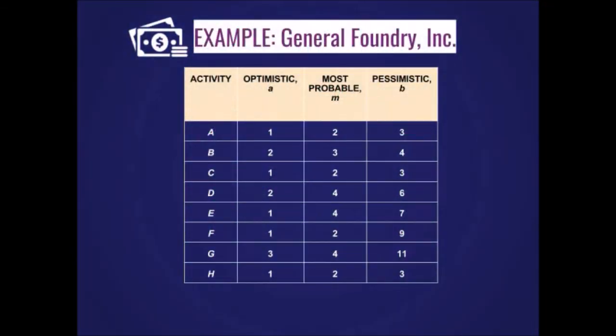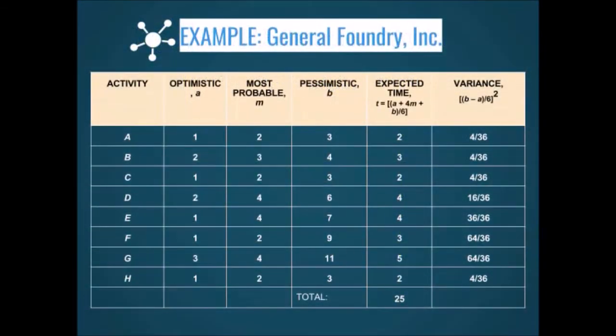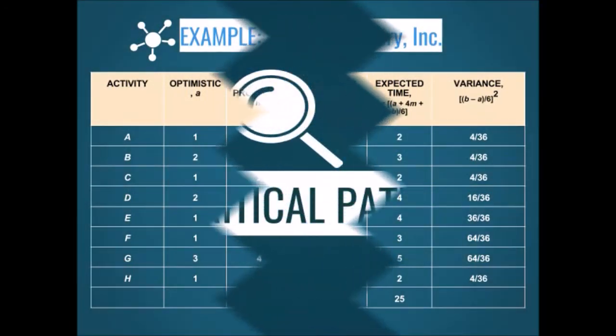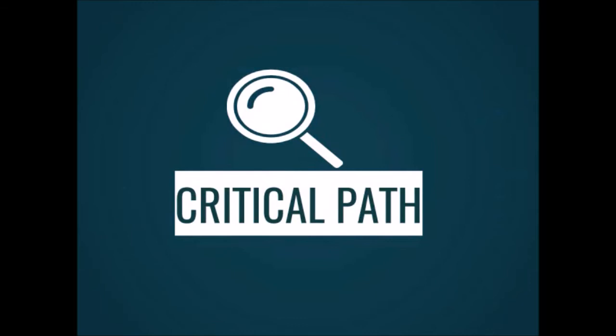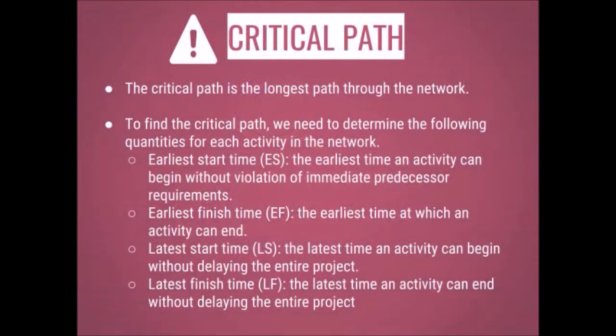Here, we have the estimated time for General Foundry. Now, let's compute for the expected time and variance. So here, we have the answer by following the equations showed earlier. Now that we have the expected time, we must find the critical path. The critical path is the longest path throughout the network.